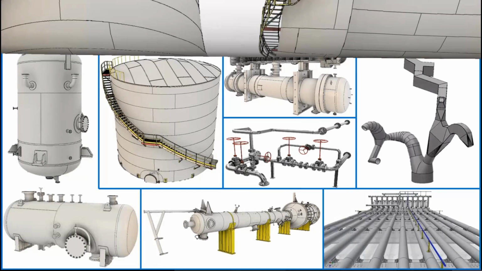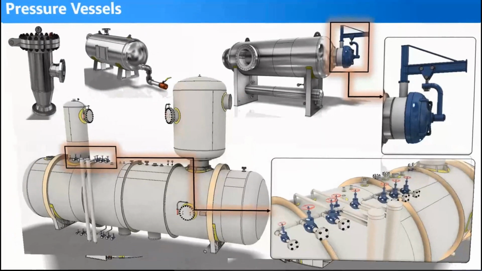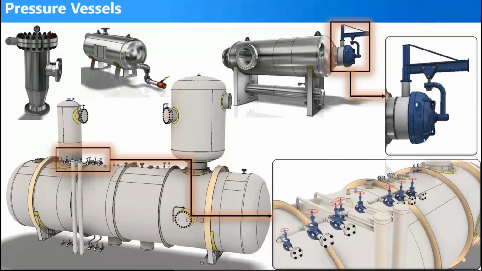Here are some real samples generated by SEG software. As you can figure, we generate a storage tank with a fixed roof, and you can see the top and the bottom plate arrangement, spiral stair, manway and clean-out door. And here are some samples of vessels created by SEG software, and you can figure that from small-size to large-size vessels you can create them easily.